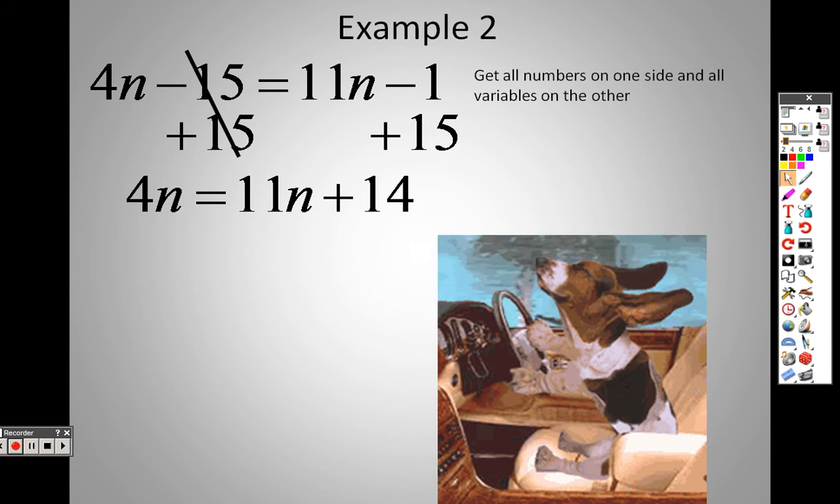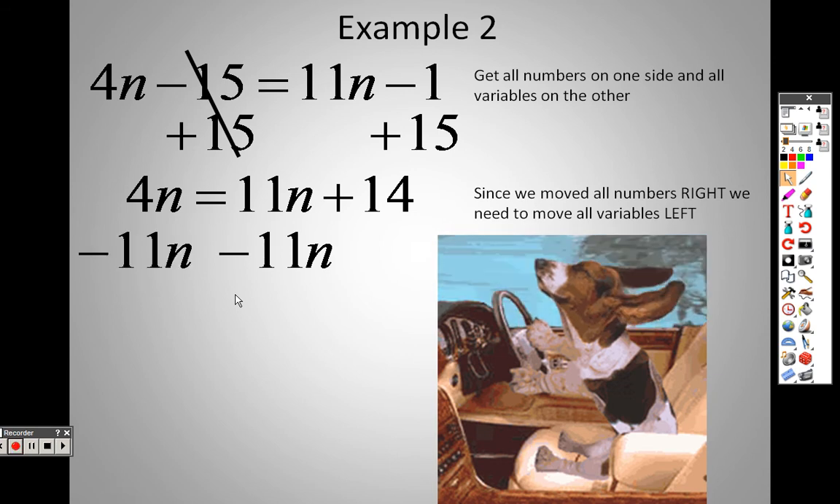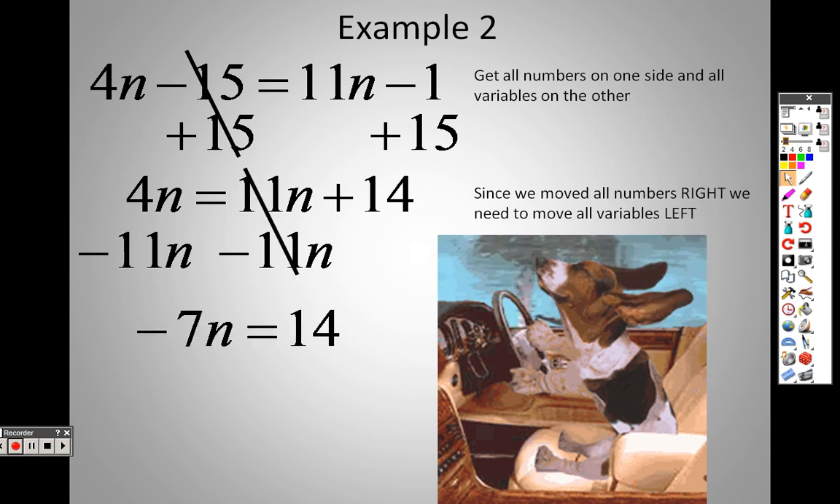I need to get all of my n's together on the other side, right? I don't want to push this over here because then I have everything on the same side of the equal sign. So now let's move those 11n's over. Since this is a positive 11n, I'm going to subtract 11n onto both sides. So by me subtracting 11n, 4 minus 11, negative 7n. So I have negative 7n equals 14. That's negative 7 times n.